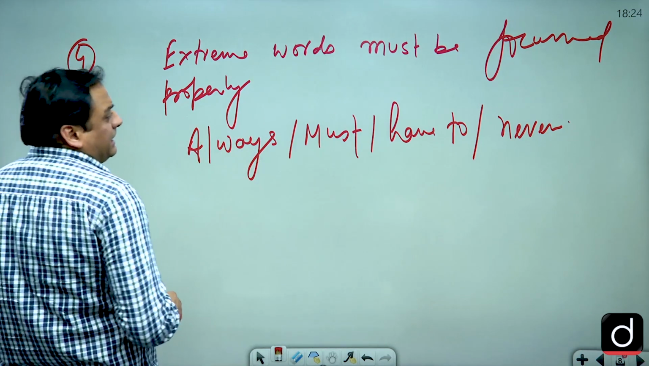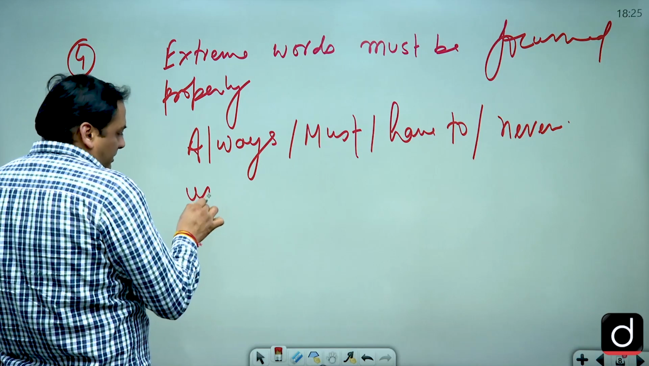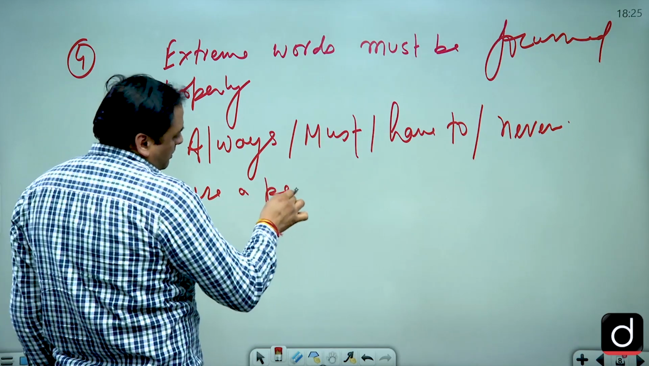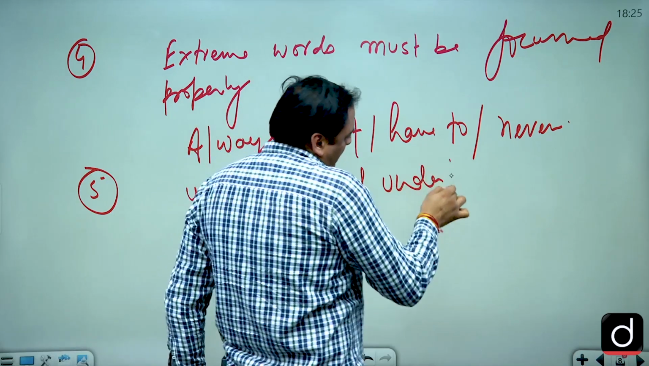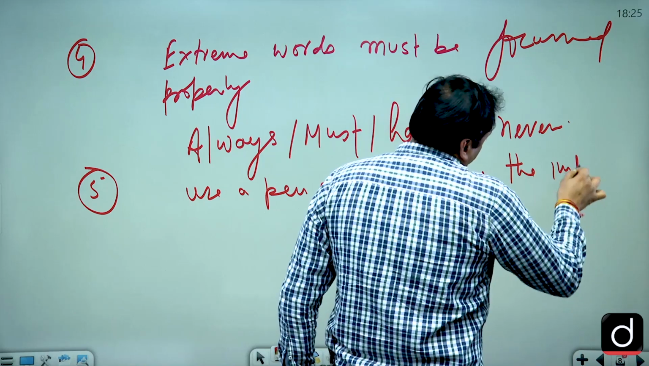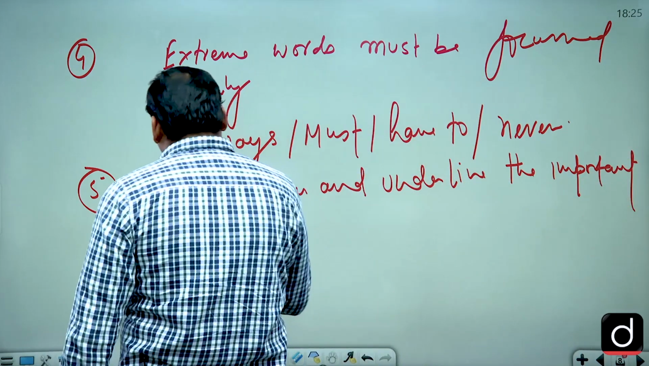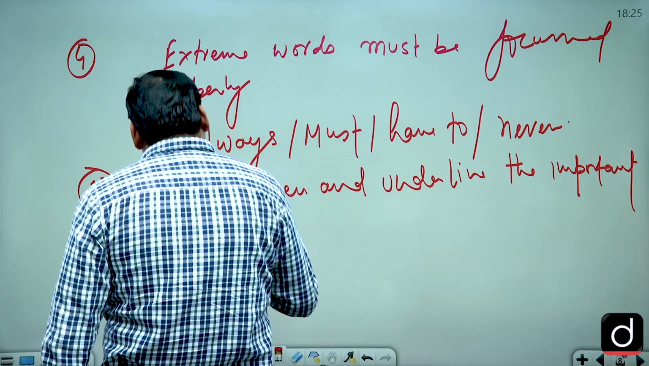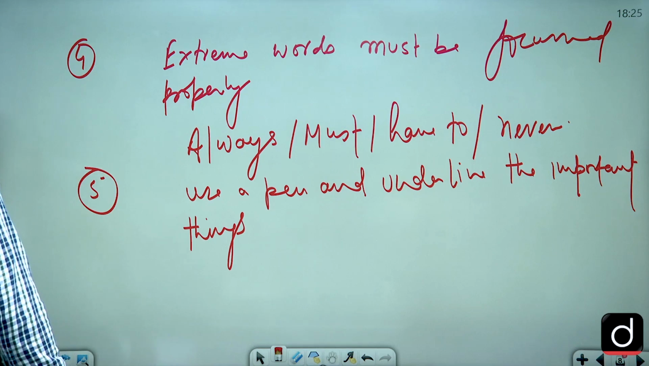when you read the passage, just use a pen and underline the important things that are very important for you. Okay. What is the next thing?